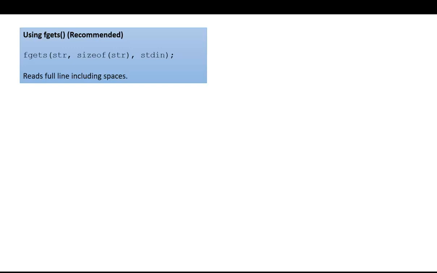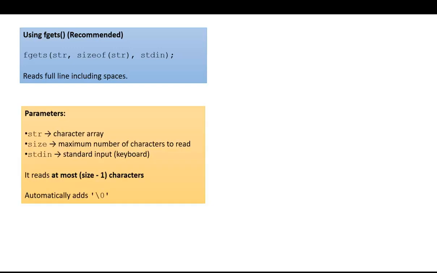Right. So fgets is a recommended method. This is the safer method. Why this is considered safe? Let us see. fgets takes the syntax fgets of str, size of str, stdin. Right. Let us look at the parameters. str is nothing but a character array. Size of str is nothing but the maximum number of characters to read. stdin is the standard input, our keyboard.